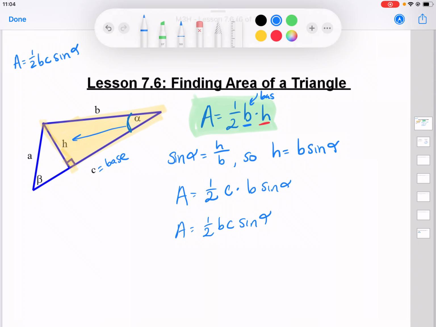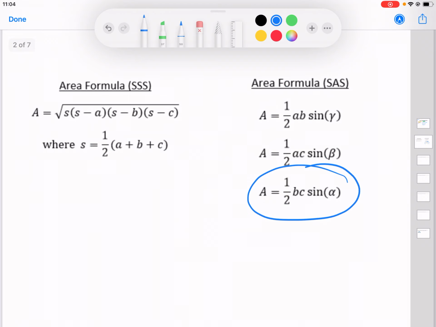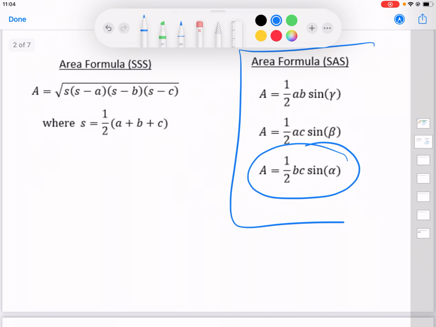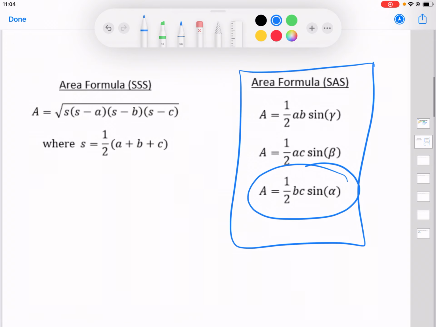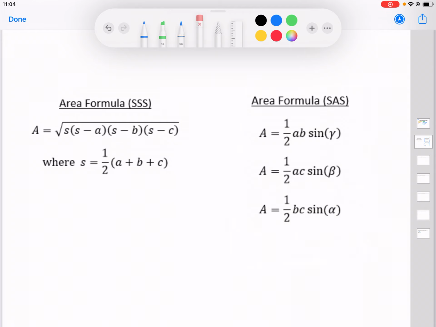So just a reminder, that is the base. Sweet. Now you could do that for all of these formulas for side angle side, and that would be how you would figure out those formulas.